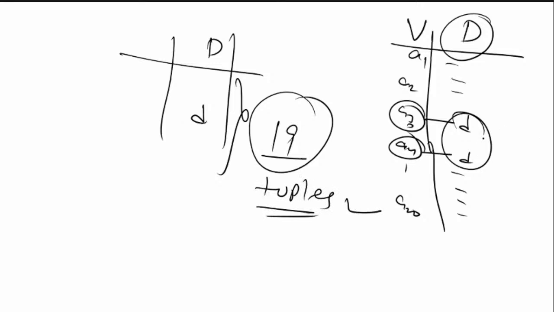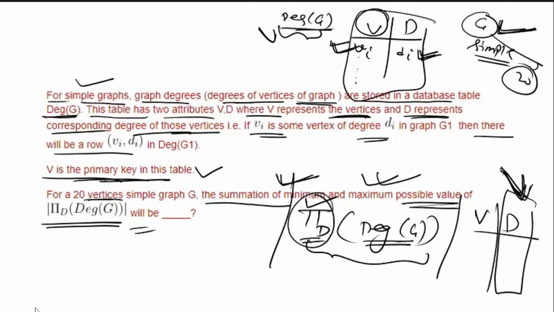Because remember, in every simple graph, at least two vertices will always have the same degree. At least two vertices. So that's why you can say at maximum 19 tuples you can get. So this is the answer. Maximum is 19 and minimum is 1, so the total will be 19 plus 1, that is 20. This will be the answer for this question.